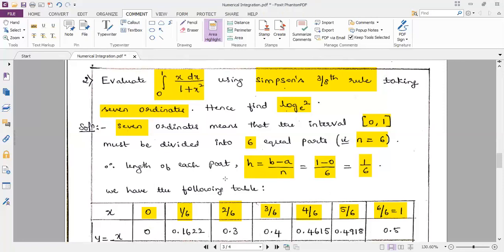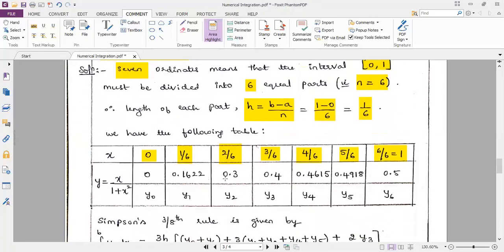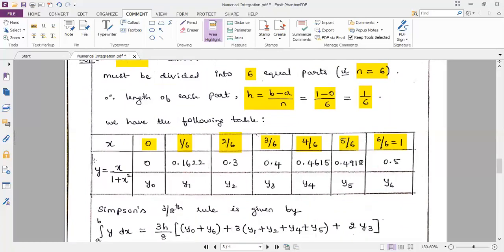We write down the values of x. Now to obtain the respective values of y, we use the given function y is equal to x divided by 1 plus x square. Now when x is 0, substituting x is equal to 0 in this, we get y is equal to 0. When x is 1 divided by 6, substituting in x divided by 1 plus x square, we obtain 0.1622. Here we have rounded off the values to 4 decimal places.